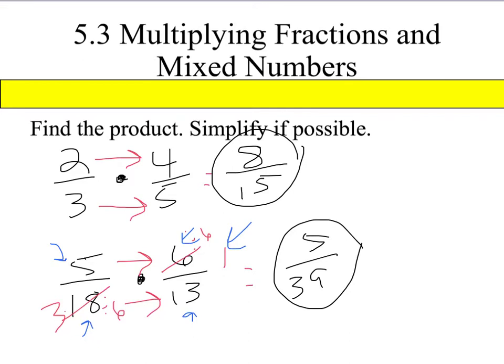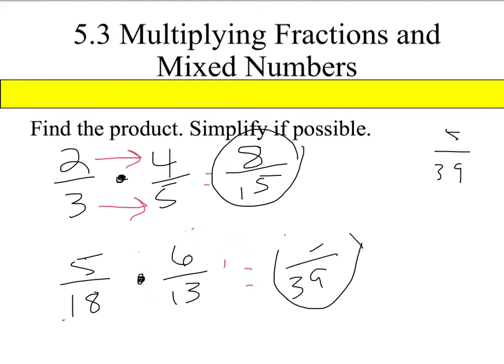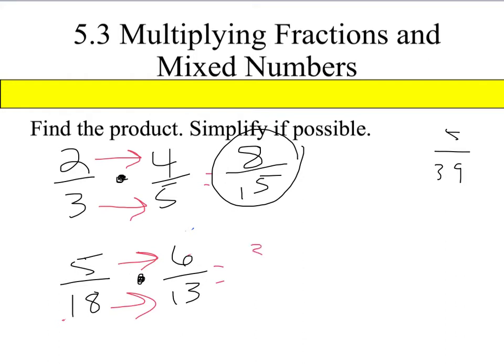So I'm going to write this up here, and I'm going to show you why this works. I'm going to erase all of this work that I just did, and start with this problem all over again. Remember, I got 5/39. If I just multiplied straight across here, I will get 30 over, and 18 times 13 is 234.